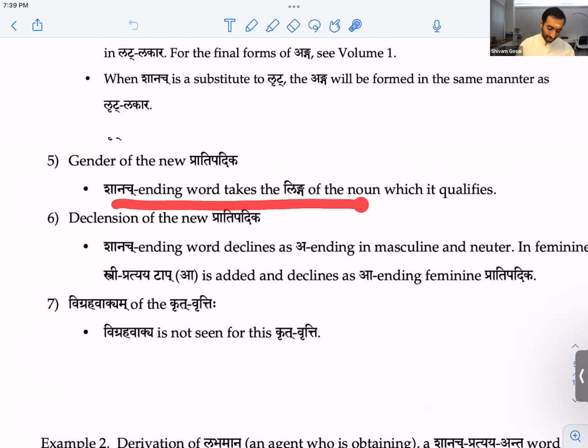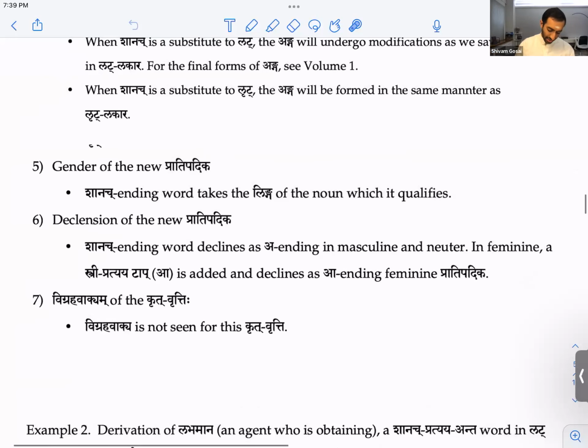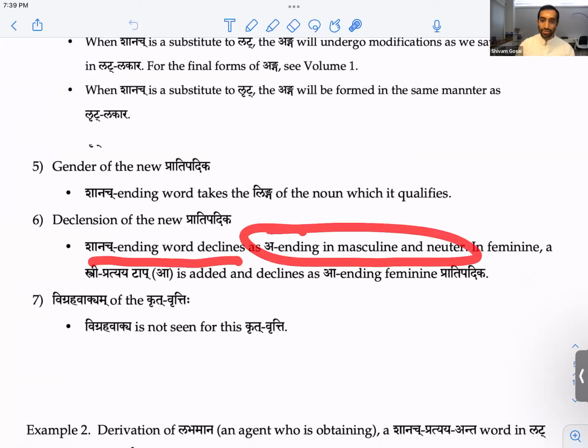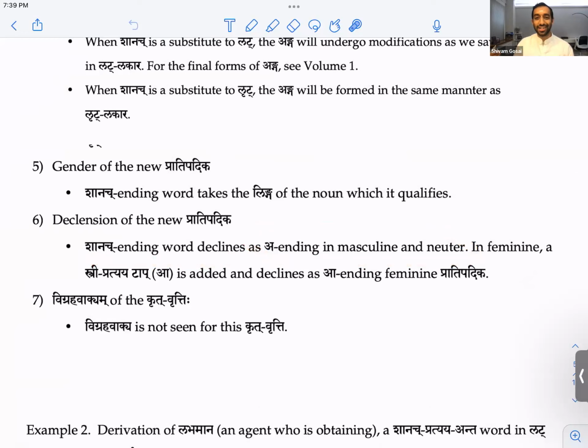Śānac ending words take the linga of the noun which it qualifies. Declension: a Śānac ending word declines as an a-ending word in masculine and neuter, which is good for us, because we're most comfortable with a-ending pullinga and napumsaka linga, like Rama or Jnana.